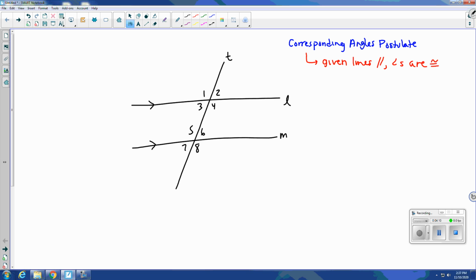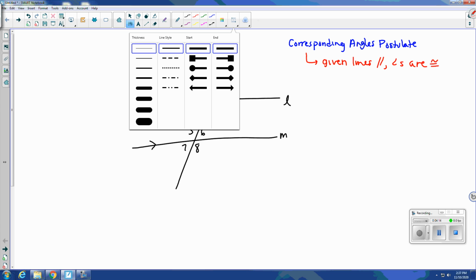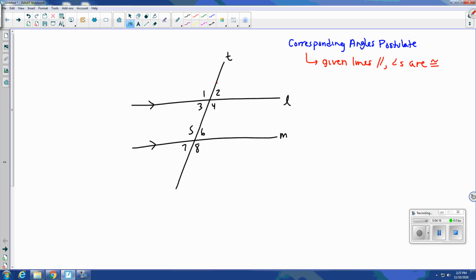So again, it's already established that the lines are parallel. We know that corresponding angles are congruent. So let's work with angle 2 and 6. What we also know is that if 2 is congruent to 6, I can also say that 2 should be congruent to 3 because those are vertical angles. And if 2 is congruent to 3 and 2 is congruent to 6, then I know that 3 is congruent to angle 6.